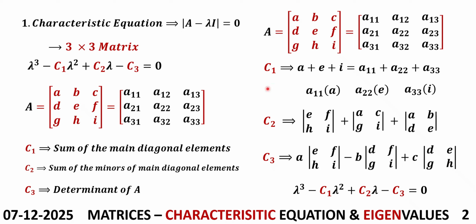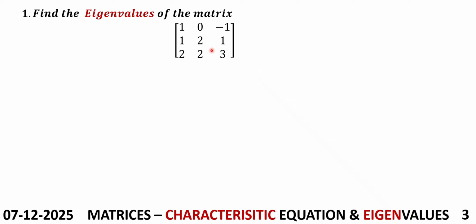Once you know the values of C1, C2 and C3, we can substitute them in the characteristic equation lambda cube minus C1 lambda square plus C2 lambda minus C3 equal to 0. Now let us see an example with numerical values of how the eigenvalues for a 3x3 matrix are determined. Let us consider a matrix A: 1, 0, minus 1, 1, 2, 1, 2, 2 and 3.